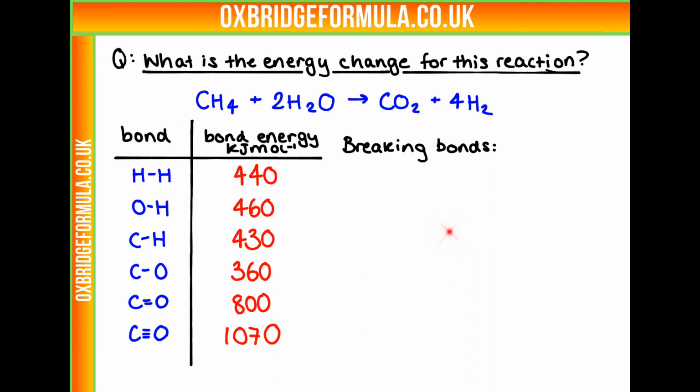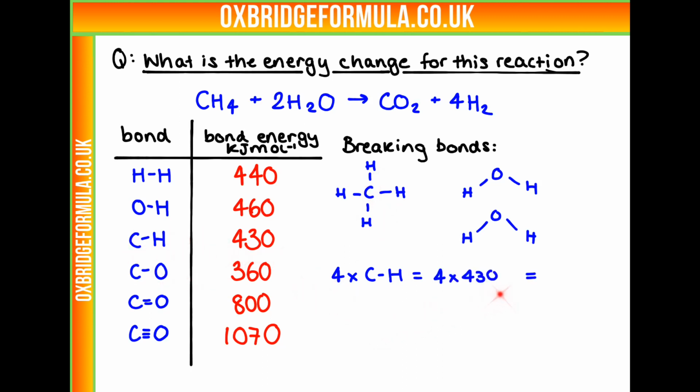Well, if we draw out the molecules for our reactants, here we have our methane and here we have our 2 moles of water. So let's look at the bonds. We have 4 CH bonds. So if we look to CH here, it's 430. So that's 4 times 430 would give us an energy of 1,720.